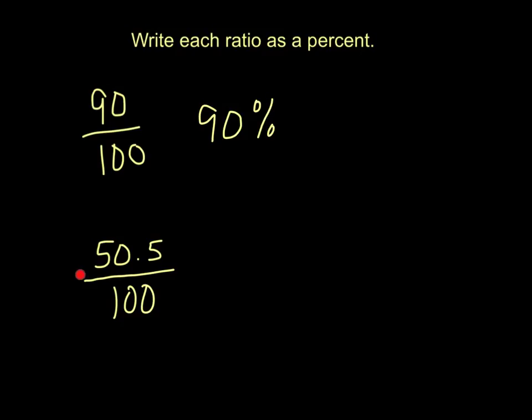In this second one here, I can see that I have 50.5 over 100. So percent, it's already per 100. So I would just write 50.5 and the percent sign.